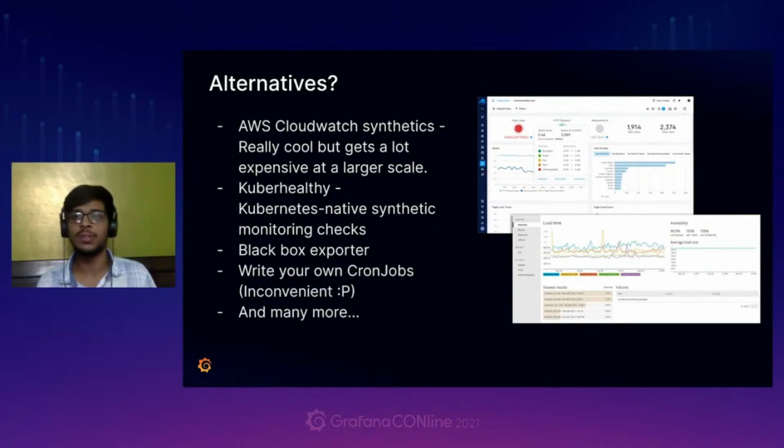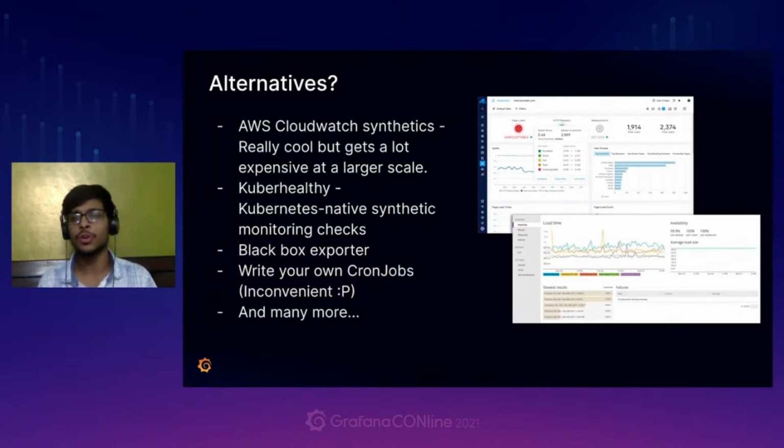So speaking of alternatives out there, there are multiple alternatives for setting up synthetic monitoring checks. The first one is AWS CloudWatch Synthetics, and it's a really cool one. AWS provides a managed offering for setting up synthetic monitoring checks for the AWS Cloud. But the problem is that it gets really expensive at a larger scale, because its cost model charges you for each synthetic monitoring check that runs. Assuming your check happens every 15 seconds, 24/7, 365 days of the year, it's going to hog up a lot of costs. So that's a slight con of AWS CloudWatch Synthetics.